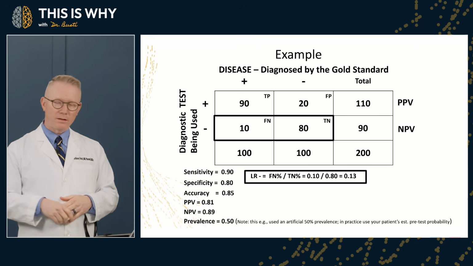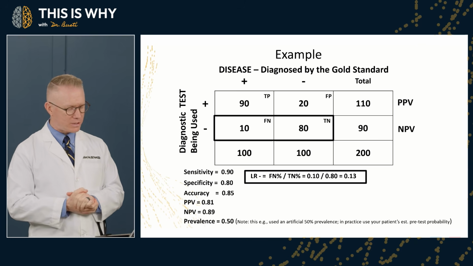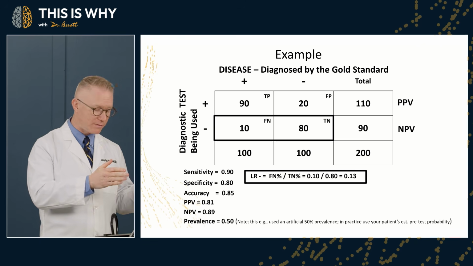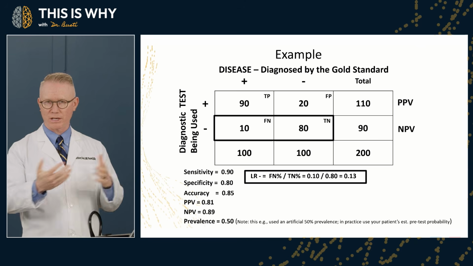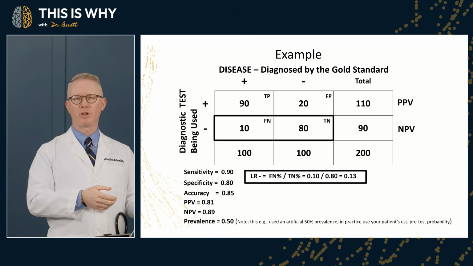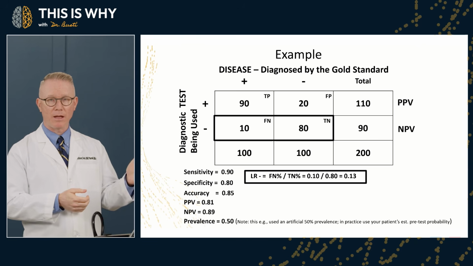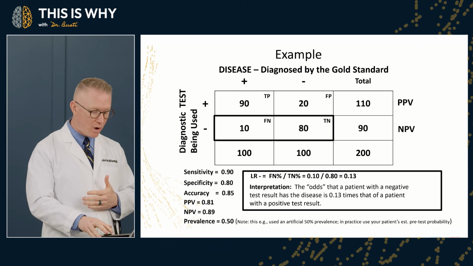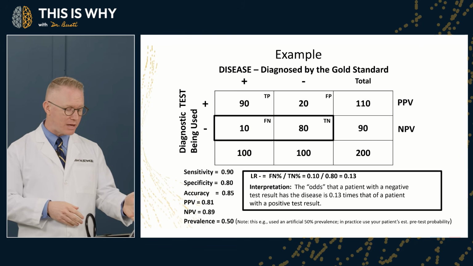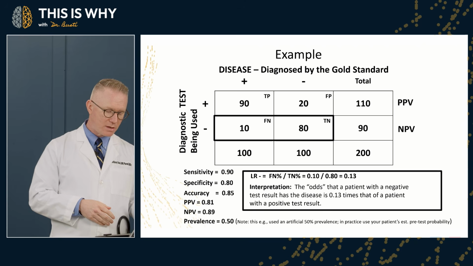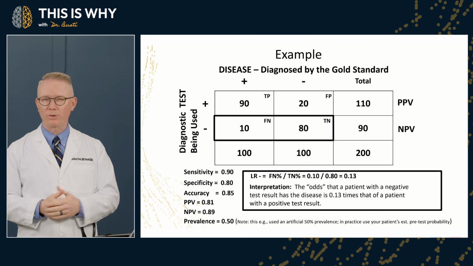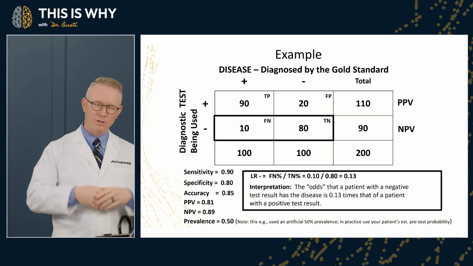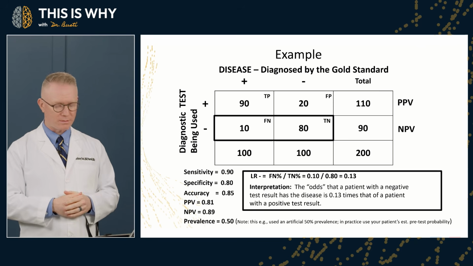Let's look at the negative likelihood ratio. And again, that's the false negative rate divided by the true negative rate. And so again, you get that from your 2 by 2. So it's 0.1 divided by 0.8, you get 0.13. So it's less than 1, right? So the odds that a patient with a negative test result has a disease is 0.13 times that of a patient with a positive result. That's what it means. It's what you do with it, okay?